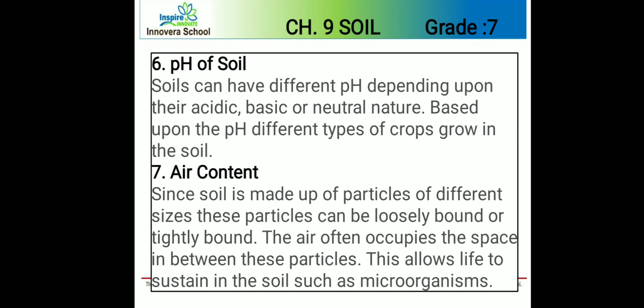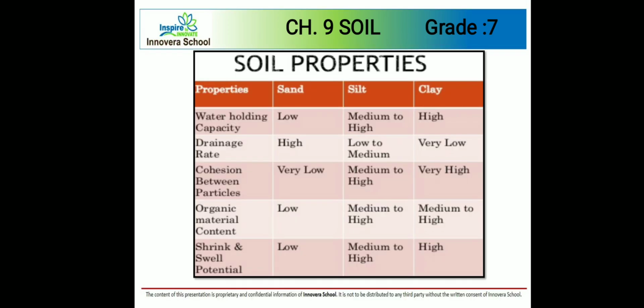The next property is about the pH of soil. Soil can have different pH depending upon the acidic, basic or neutral nature. Based upon the pH, different types of crops grow in the soil. The next property, the seventh property, is about the air content. Since soil is made up of particles of different sizes, these particles can be loosely bound or tightly bound. The air often occupies the space in between these particles. This allows life to sustain in the soil, such as for the organisms like microbes.